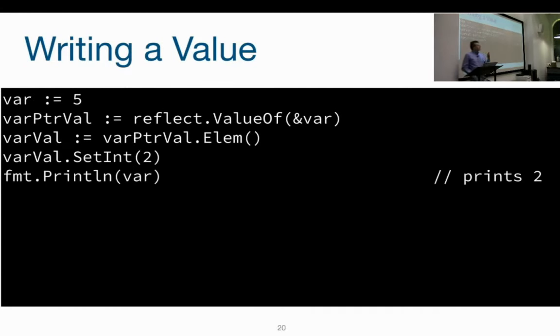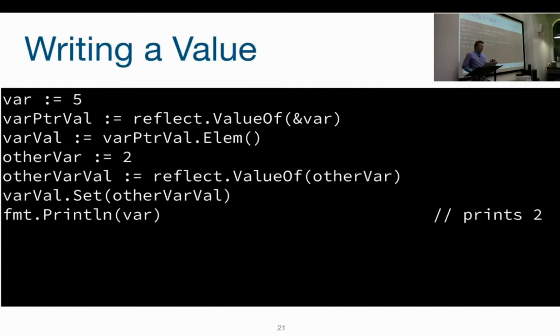And once you get to the actual value, now, just like there are special case methods for reading primitive types, there are special case methods for writing primitive types. There's a SetBool, there's a SetInt, SetFloat, SetString, SetUint. And so here in our example, we're going to call SetInt(2). And if you then print out var, you'll get back 2.